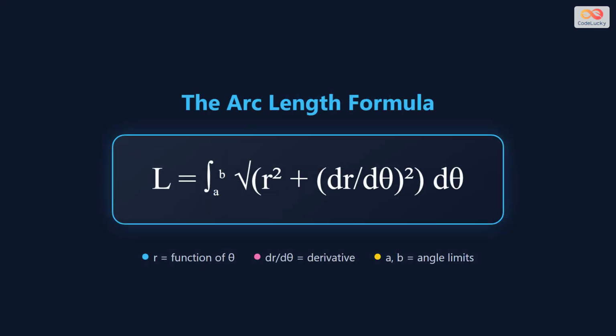Integrating that expression from our starting angle alpha to our ending angle beta gives us the final formula. The arc length L is the integral of the square root of r squared plus the derivative of r squared with respect to theta.